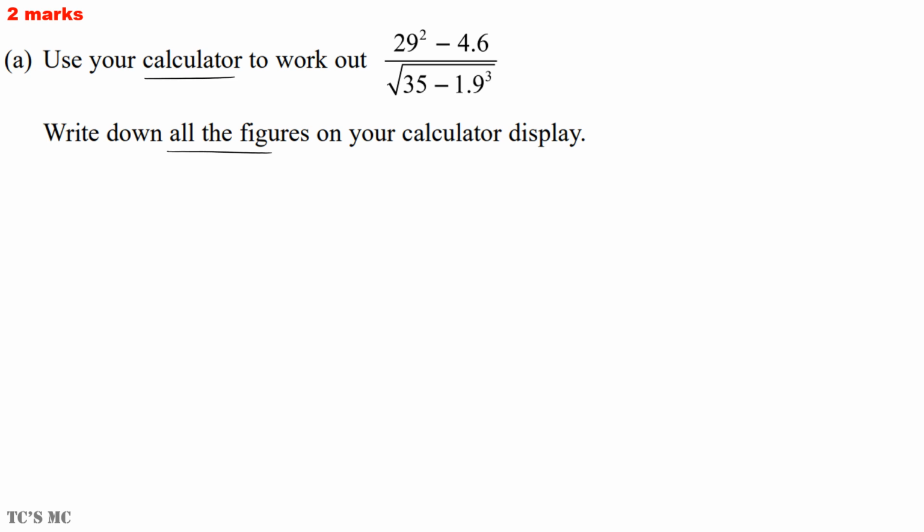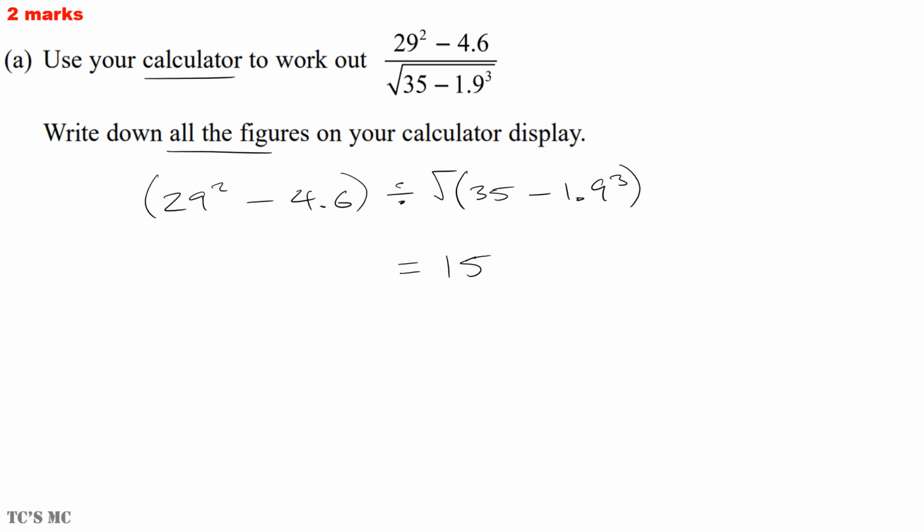So you will need to type in an open bracket and then 29 squared, subtract 4.6 and then close your bracket. The fraction line means divide. And then you need to do square root and then open up a bracket. 35 subtract 1.9 cubed and then close your bracket. You should end up with 157.66 and it goes on. If you stop there, you get 1 mark. If you write out the full answer, you would get 2 marks.